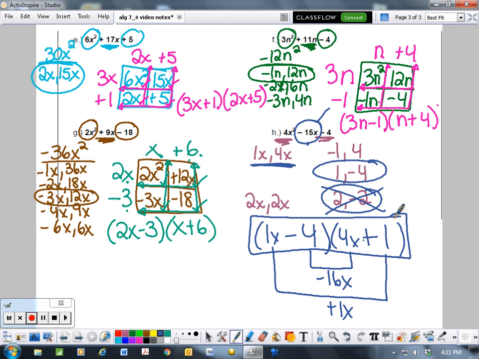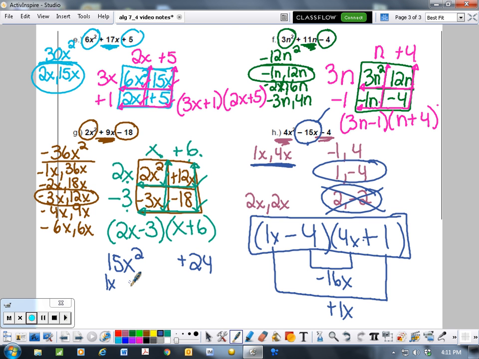It's really not a bad method. It works really well when you don't have a lot of options. But if you end up with something like, let's say we had a 15x squared here and a positive 24 here, it's going to be a big pain in the butt because you're going to have a lot of options.